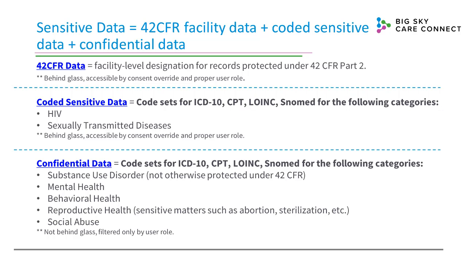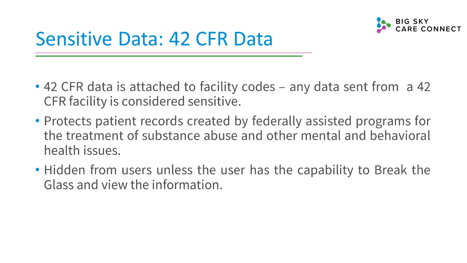Sensitive data includes 42 CFR facility data, coded sensitive data, and confidential data. 42 CFR data is a facility-level designation for records protected under 42 CFR Part 2. Coded sensitive data includes the listed code sets for HIV and STD data. And confidential data includes the listed code sets for substance abuse disorder, mental health, behavioral health, reproductive health, and social abuse data. 42 CFR data is attached to facility codes.